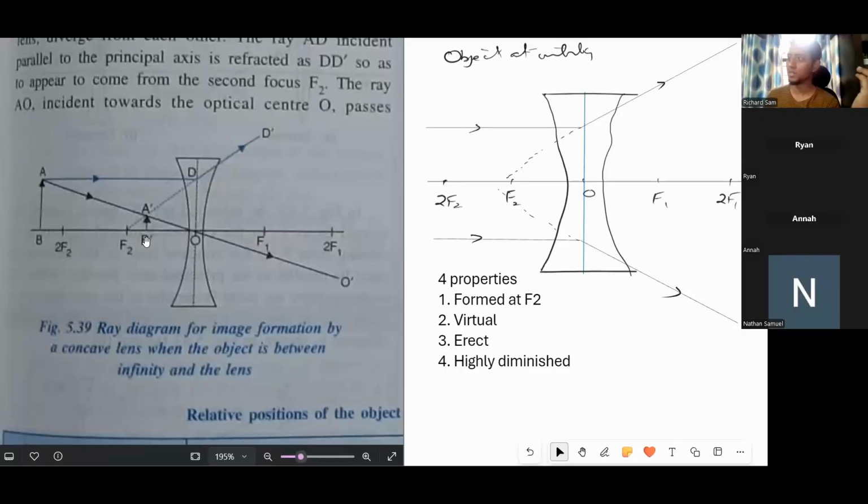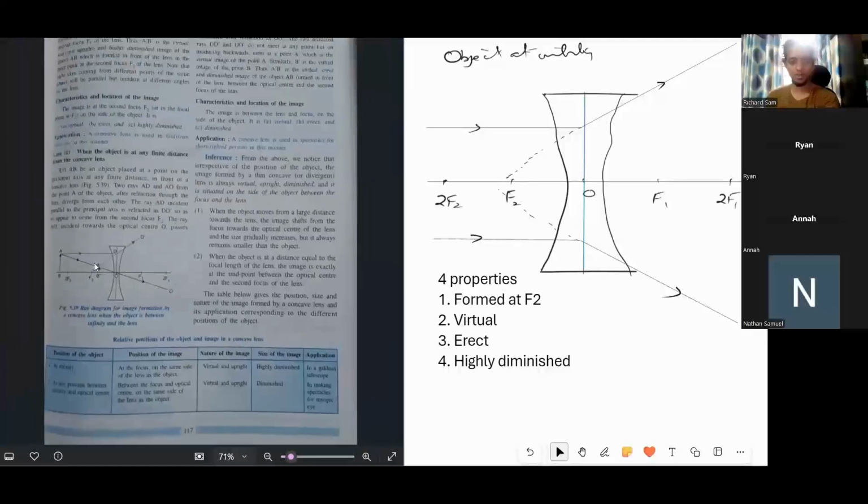So what are the properties of this image? First of all, where is it formed? Between O and f2. Remember in the first diagram, where was the image formed? In this one, where was the image formed? At f2. But now when the object came closer, what happened to the image? It went closer to the lens. And so it has to be between O and f2. Next, real or virtual? Virtual and upright or erect. And size, what happened to the size? Diminished, not highly diminished, just diminished. Okay. All right. So that's all you have for these diagrams.